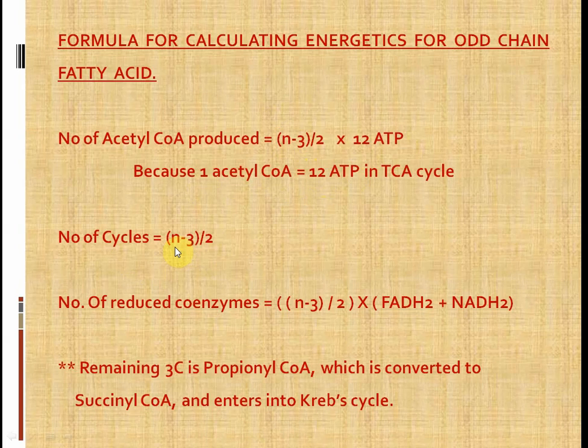So the number of cycles will similarly be (n minus 3) by 2. So the reduced coenzymes will be (n minus 3) by 2 into FADH2 and NADH2, so it will be 2 plus 3, right? Now why do we subtract 3 carbons? Because these 3 carbons form the propionyl CoA, which is converted to succinyl CoA, and that enters into the Krebs cycle. Remember, the 3 carbons within the odd chain fatty acid are the propionyl CoA, which is converted to succinyl CoA and then enters into the Krebs cycle.